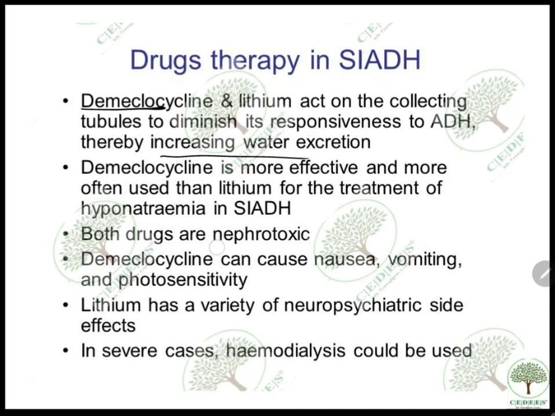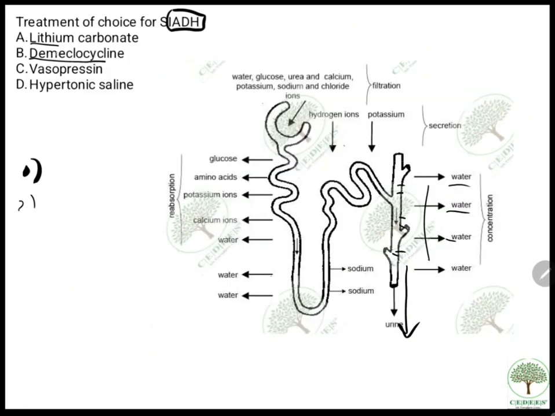But both these drugs are nephrotoxic, if you remember. Aminoglycoside antibiotics are nephrotoxic. Along with that, they can also cause photosensitivity. But compared to the two, demeclocycline is slightly safer because lithium has a lot of neuropsychiatric side effects. The patient can get addicted to it. So due to that, among these two, demeclocycline is preferred. So this is the treatment of choice for SIADH.